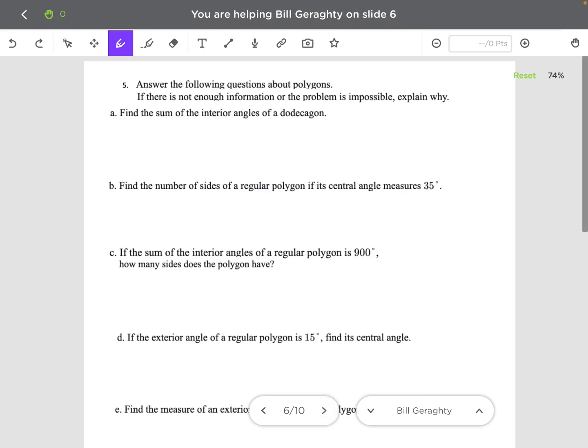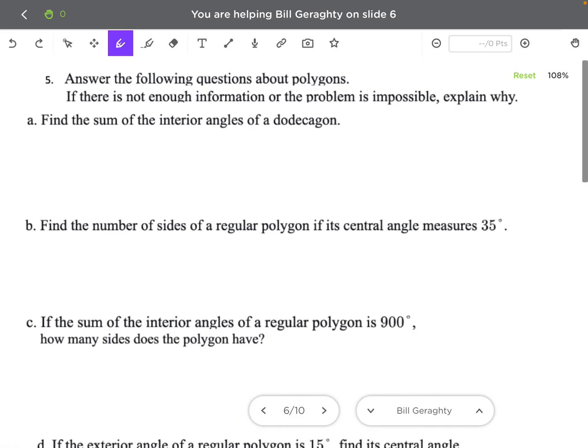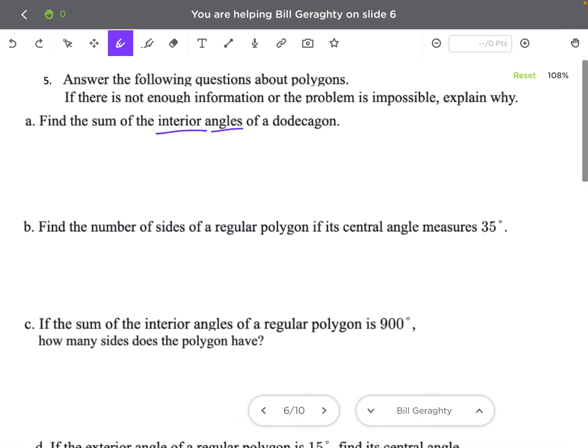The next question, if there's not enough information or it is impossible, explain why. Find the sum of the interior angles of a dodecagon. So I would pause this and write sum of the interior angles is n minus 2 times 180. N is the number of sides. I would pause this and put this on your cheat sheet, okay?